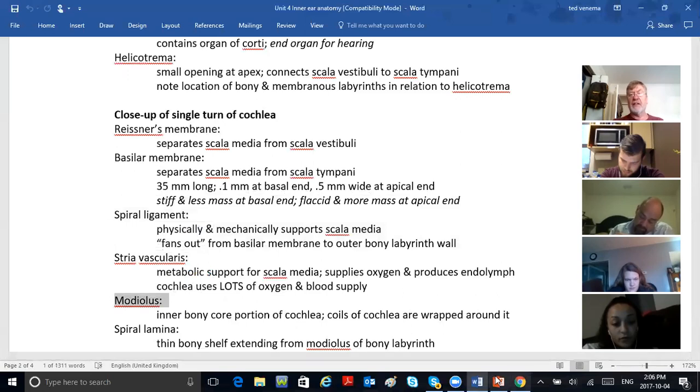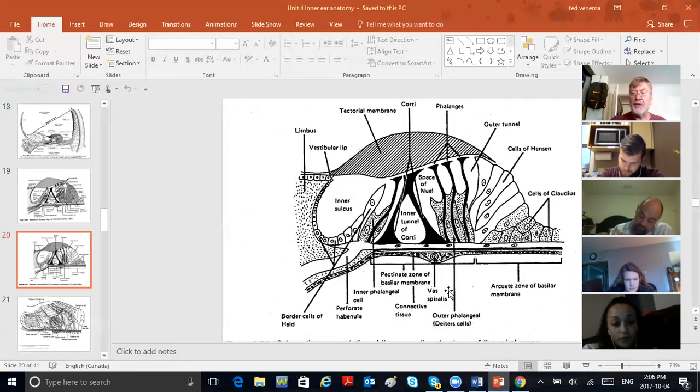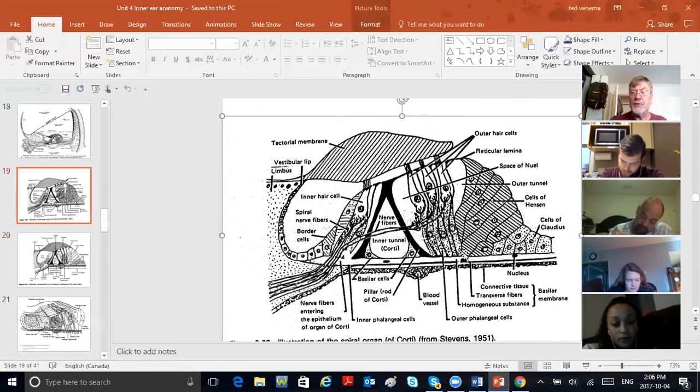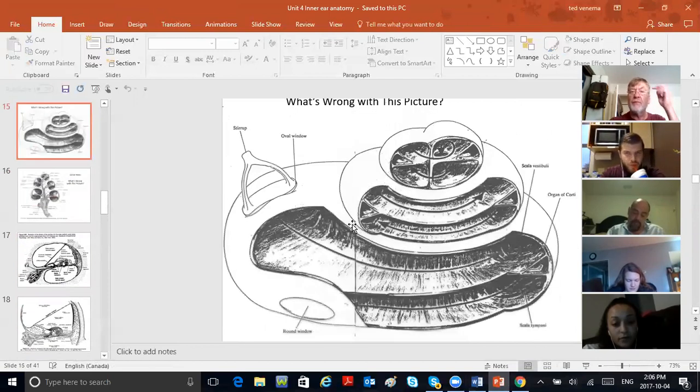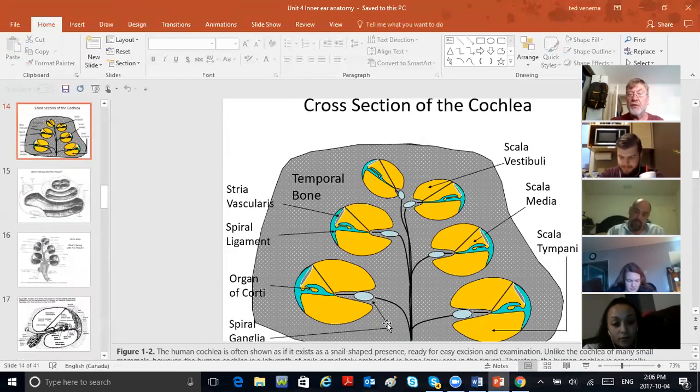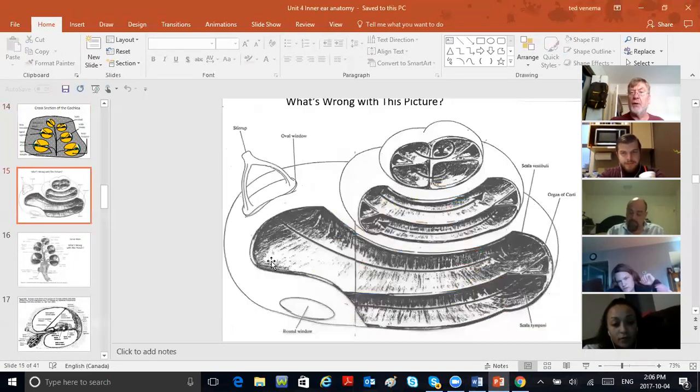Modiolus. We didn't really cover that, but let's look at it. Modiolus. This almost sounds like somebody's name. Modiolus, come here. Here's the modiolus. It's the bony core inside the cochlea. It's the bony core of the cochlea. Here's the modiolus here. Okay? Remember, the cochlea is totally surrounded by bone.